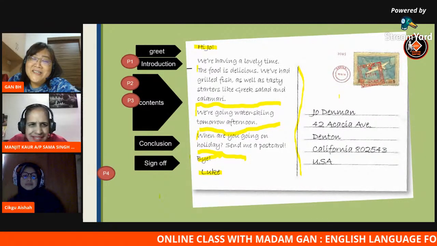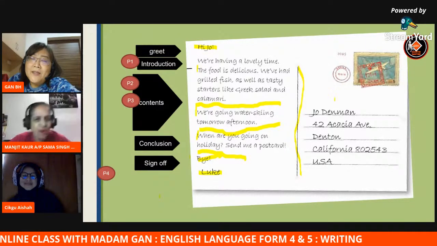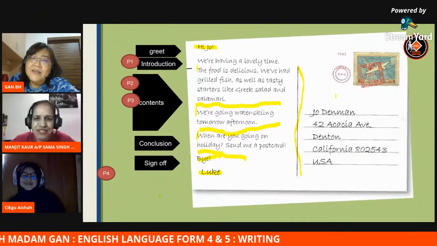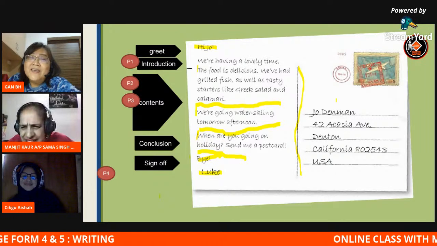Cikgu Manjit, Cikgu Aisyah, they have nice pictures, right? Sceneries, waterfalls, and yeah, beautiful sceneries actually. Yes, you're correct. I used to enjoy getting postcards when I was young.